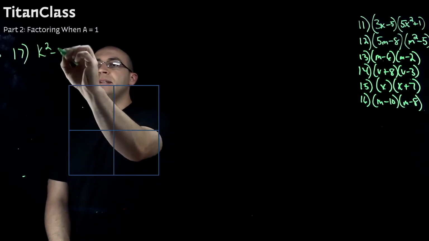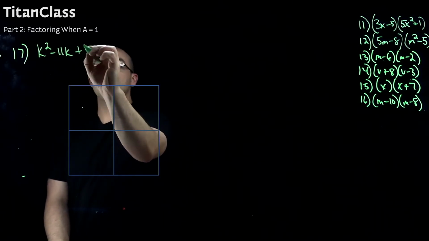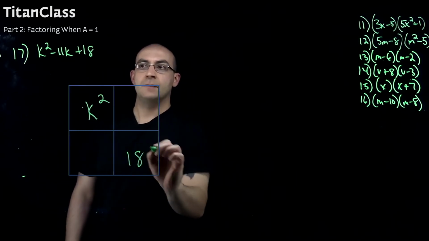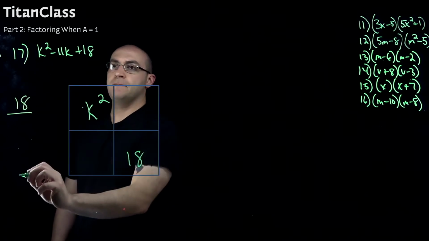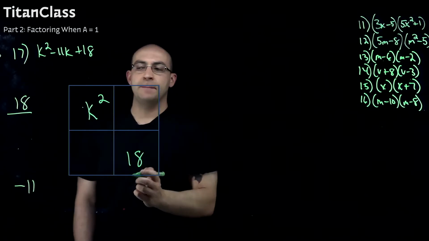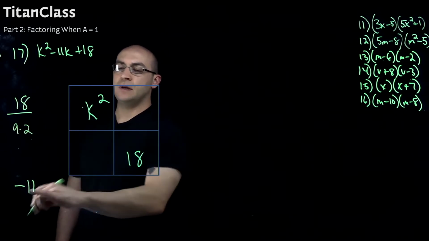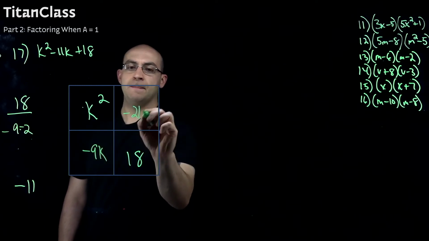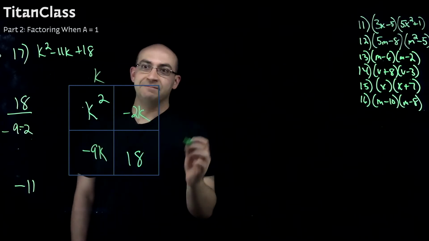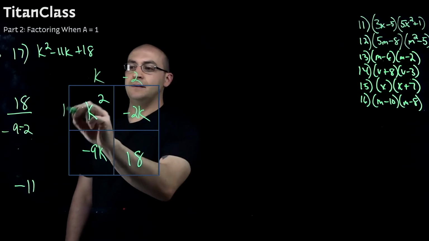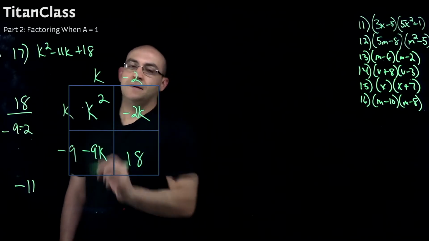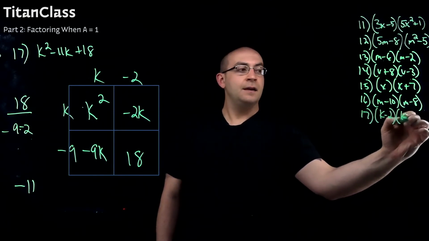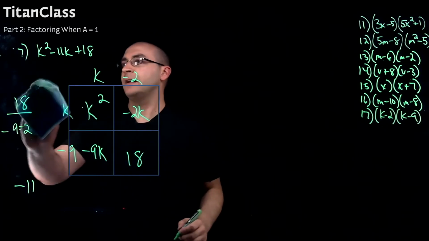K squared minus 11k plus 18. This one's not too bad. I know I need a 9 and a 2. And they both have to be minus signs. Okay? Okay. Done deal. All right, we're flying now. 18.